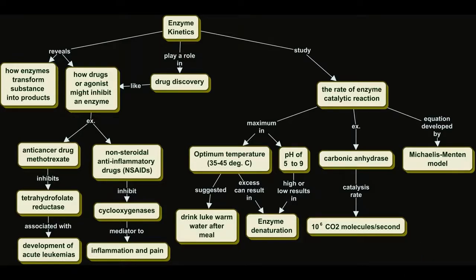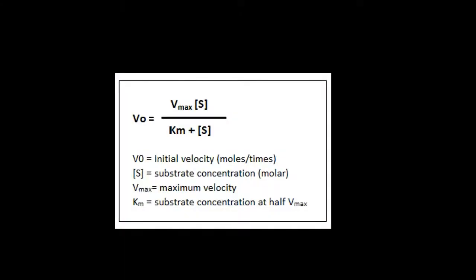According to the Michaelis-Menten model, the initial velocity of the catalytic reaction is given by the formula: the maximum velocity multiplied by the substrate concentration in molar number, divided by the substrate concentration at half of its maximum velocity plus the substrate concentration. So that is the formula given by the Michaelis-Menten model.